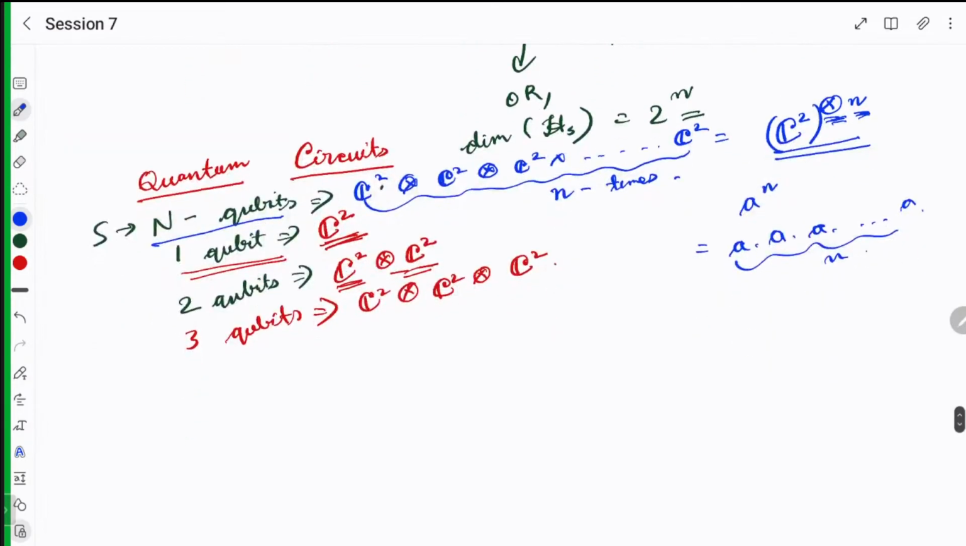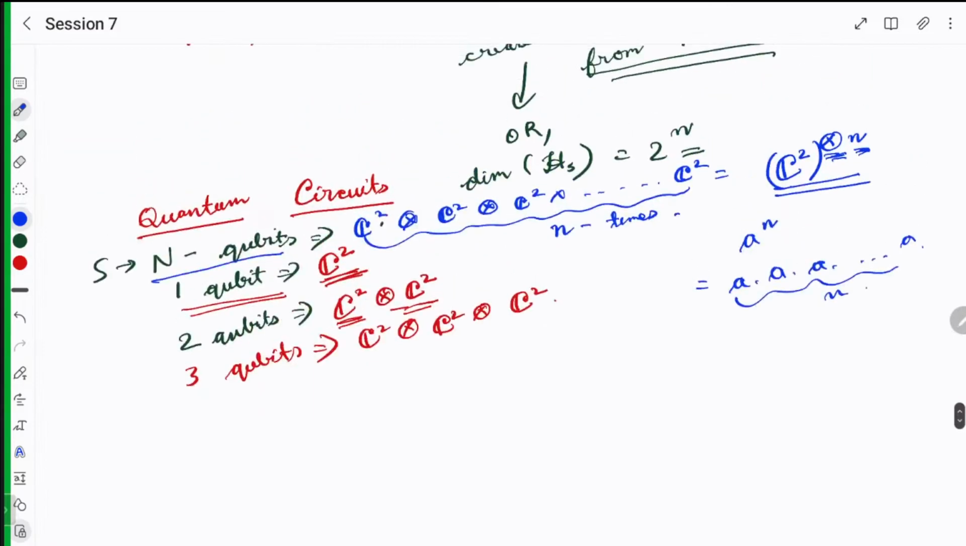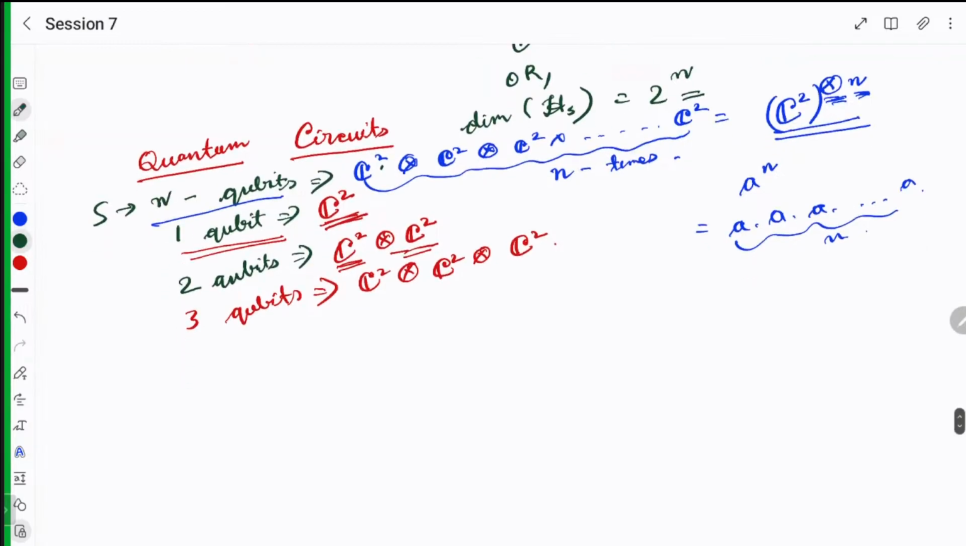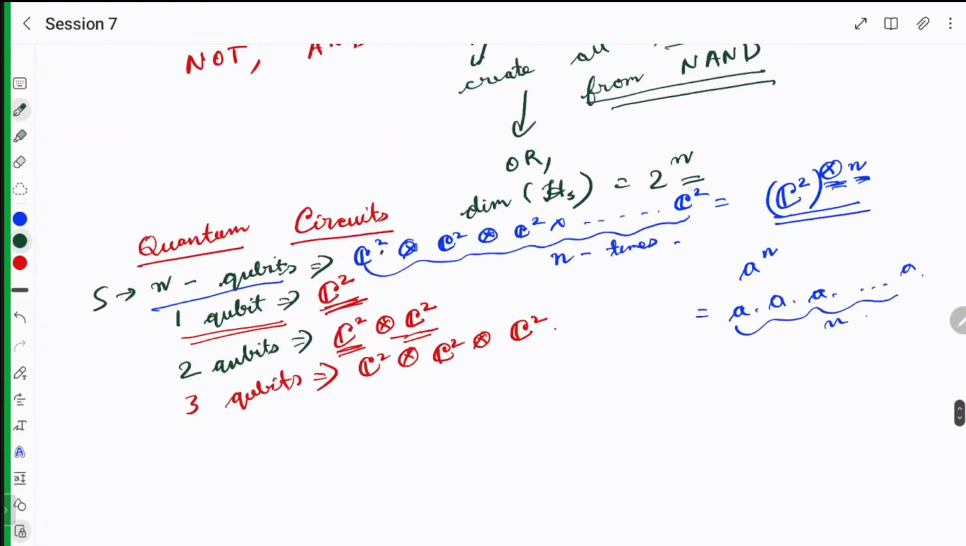Okay. And as Rajrupa has already mentioned, for n qubits the dimension of the Hilbert space is 2 to the power n. Because I had mentioned to you that the dimension gets multiplied. For each of these it is 2, so 2 into 2 into 2, n times. So that is 2 to the power n.